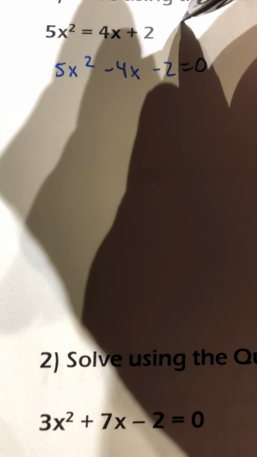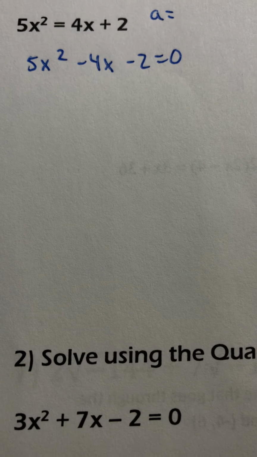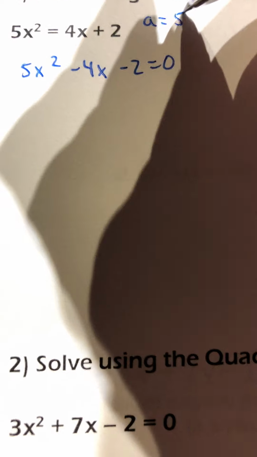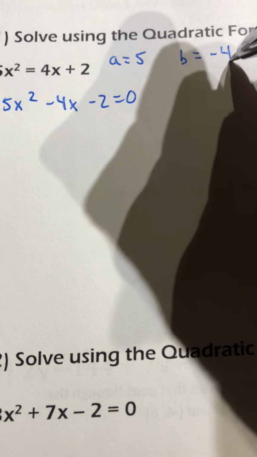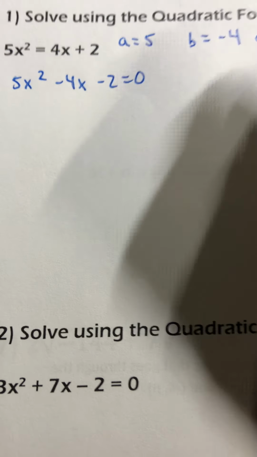I know that once that happens, I can state my a, b, and c values. The a is the number in front of x squared, which is 5. The b is the number in front of x, which is negative 4. And our c is negative 2.